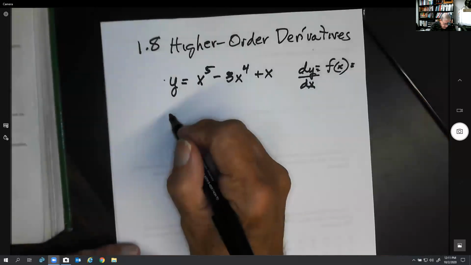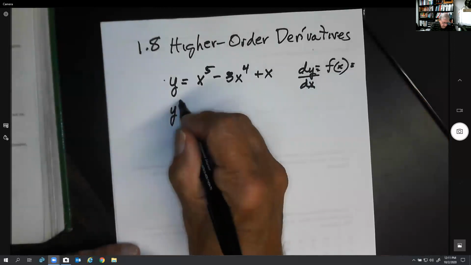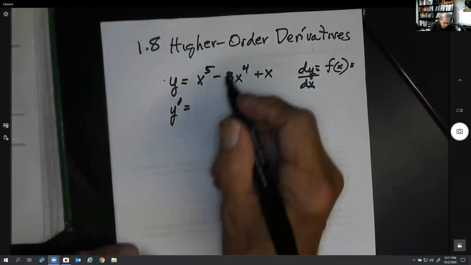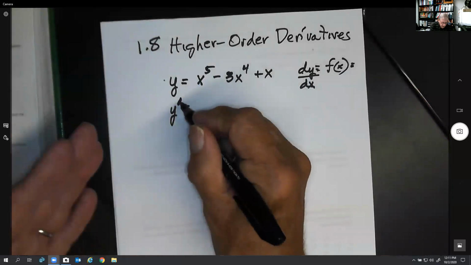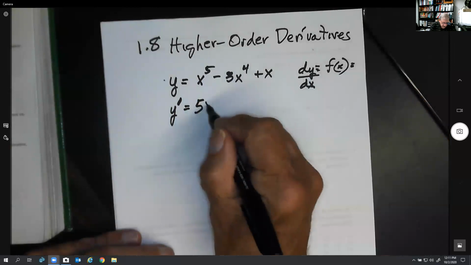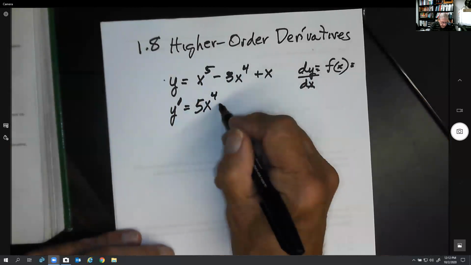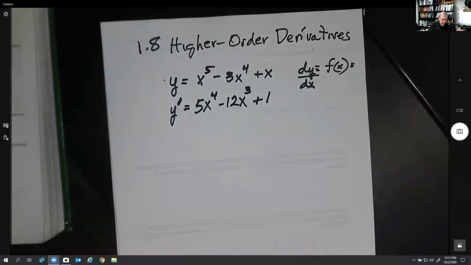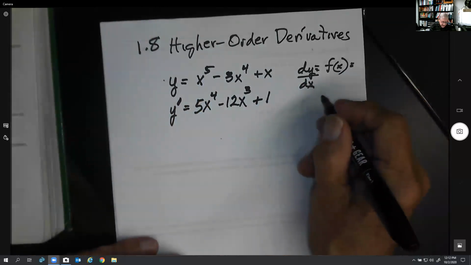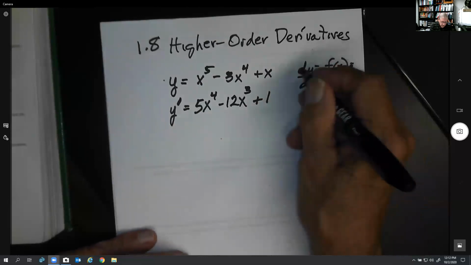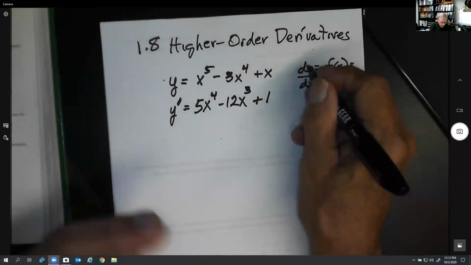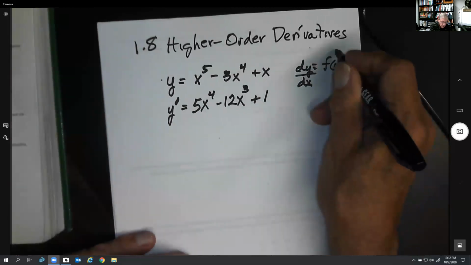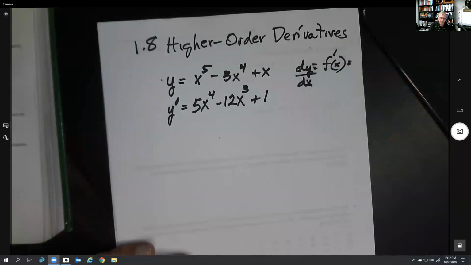When we take the first derivative, that's why we put a little 1 there, because that's the first derivative, or we call this y prime. This would be 5x to the fourth, right? Minus 12x to the third plus 1. Okay, no problem. We could have also written that as dy over dx, or function prime of x.